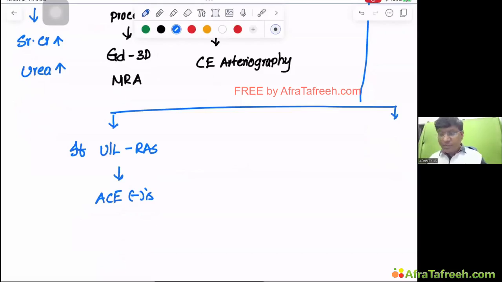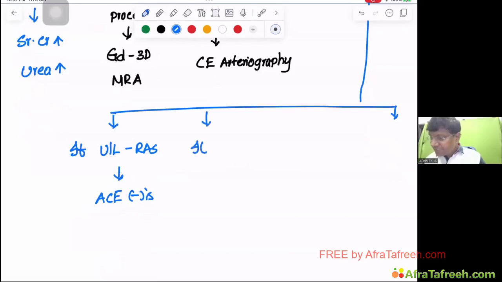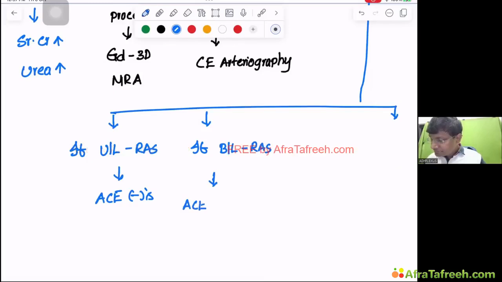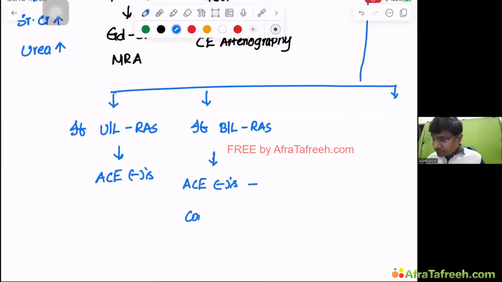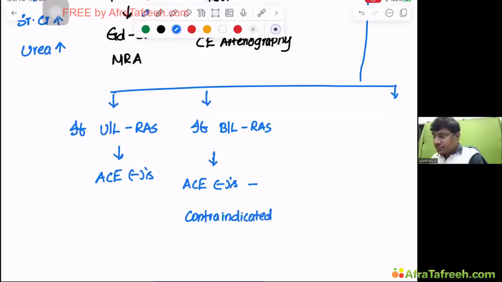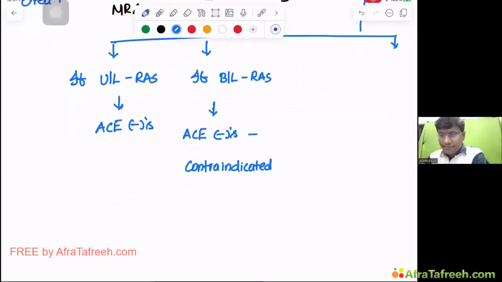But when contrast enhanced arteriography is required, I will tell you. So suppose there is bilateral renal artery stenosis, can we give ACE inhibitors, Jacob? ACE inhibitors are contraindicated, right? Why? Why are the ACE inhibitors contraindicated if it is bilateral renal artery stenosis? Any one of you? Yeah.